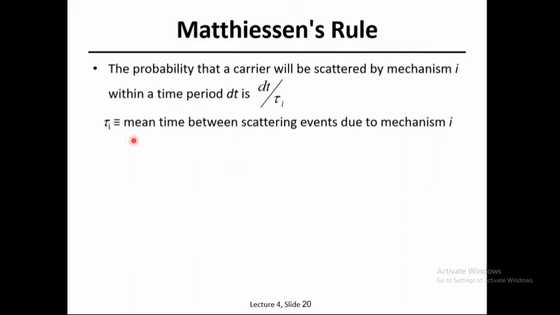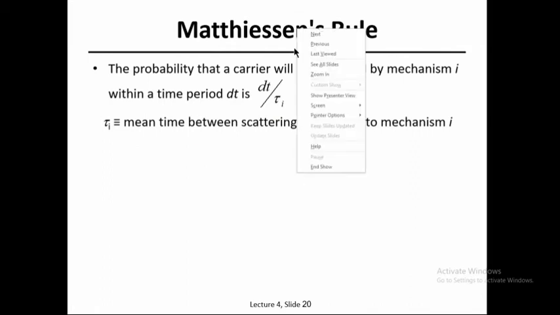Now, what does this rule state? It's saying that the probability that a carrier will be scattered by some mechanism, let's call this mechanism i, in a time period dt, is dt over tau i, where tau i is the time it takes between scattering events in this mechanism.